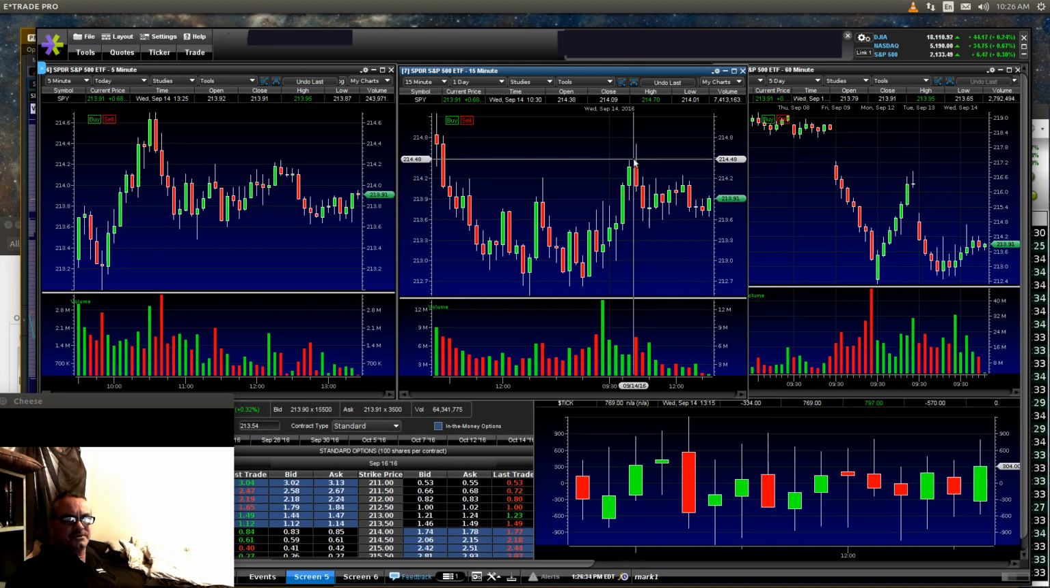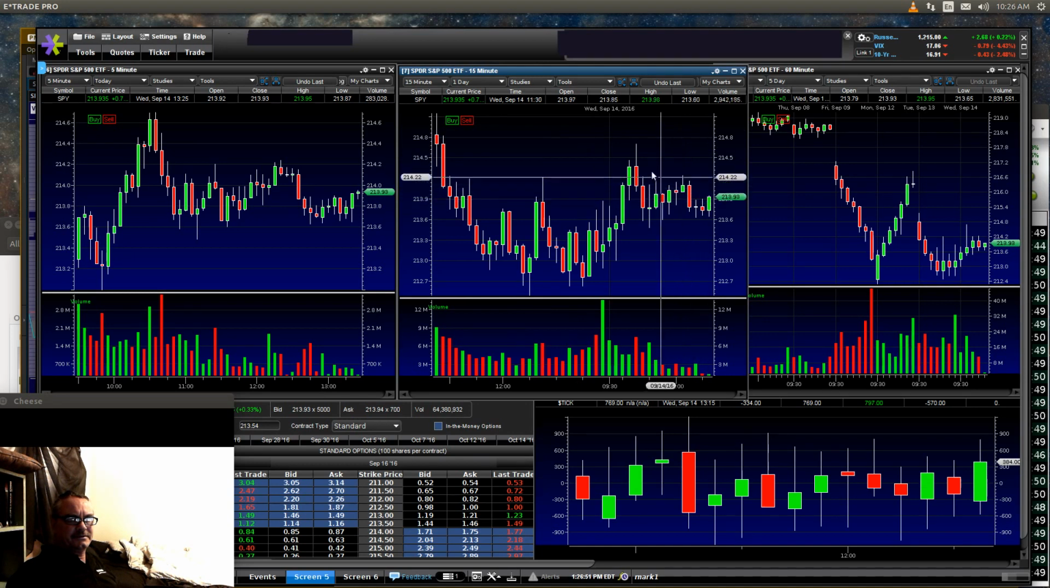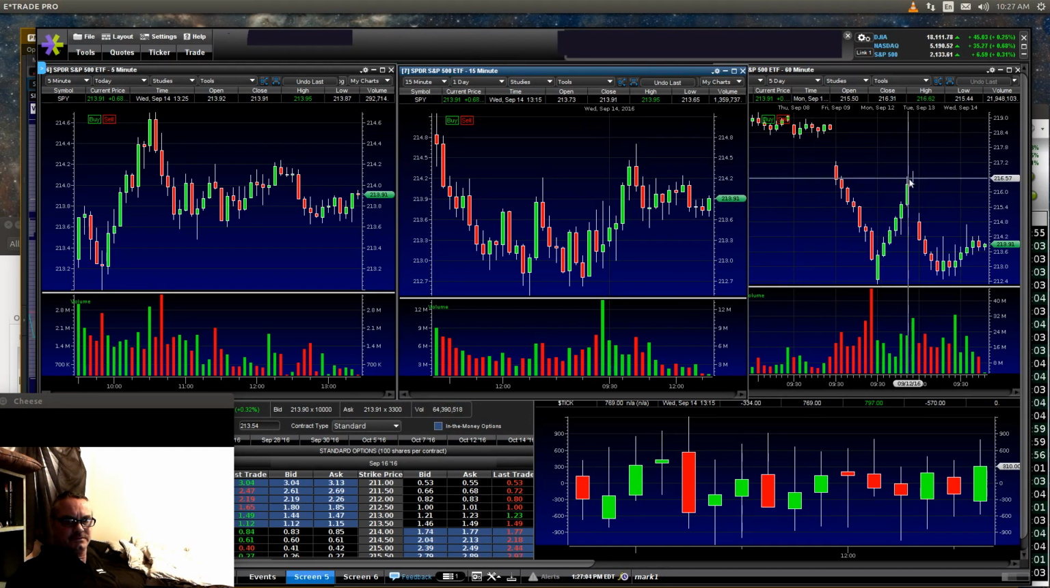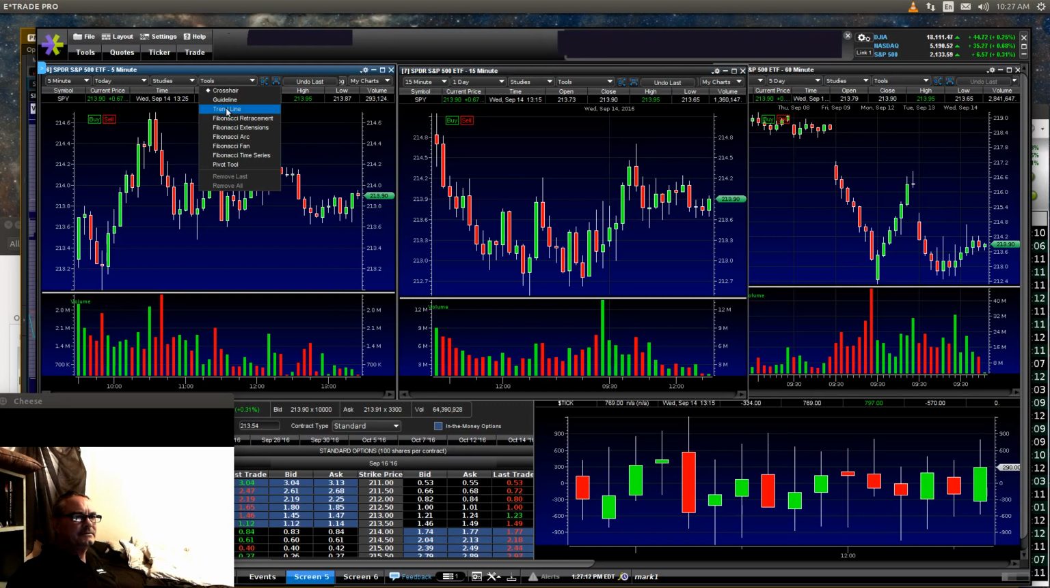You can almost put a trend line right here, and it's been kind of following that. I'm not sure I even know how to draw a trend line on E-Trade. I haven't really played around with trend lines. I usually draw those on Thinkorswim. Same thing on the hourly, you can just kind of put a trend line right down that.